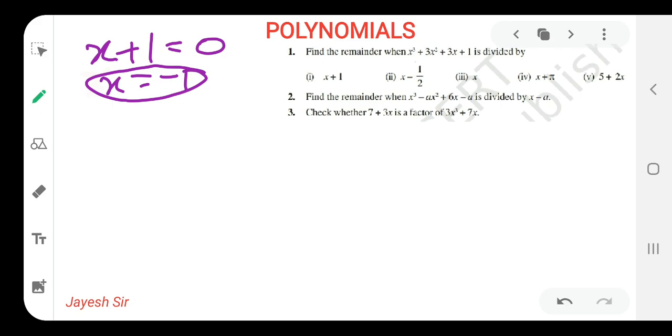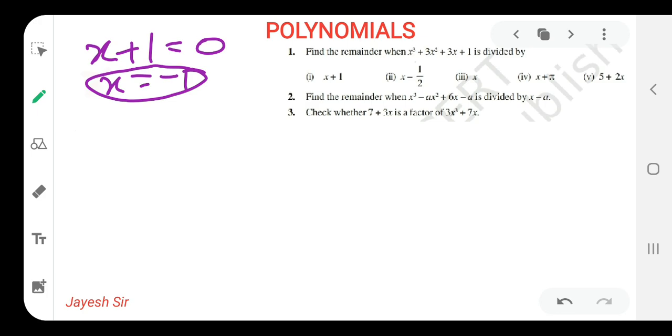Why? Because we need to find whether x plus 1 is able to divide the whole equation and give us the remainder 0. If we get the remainder 0, it means x plus 1 is able to divide the whole polynomial completely. If some remainder is left, that means it is not a suitable divisor, as we do in our normal division method.